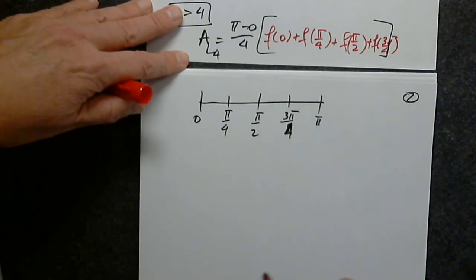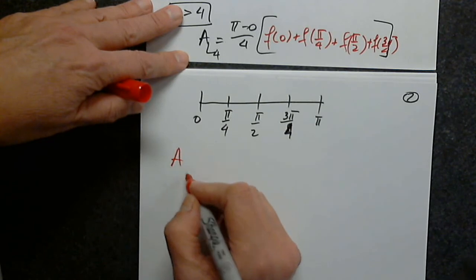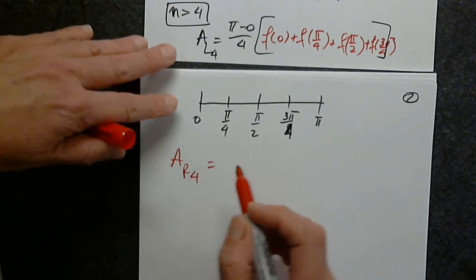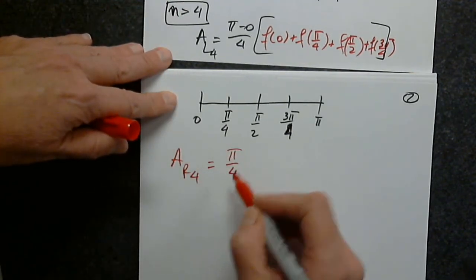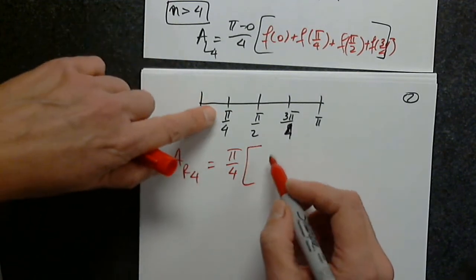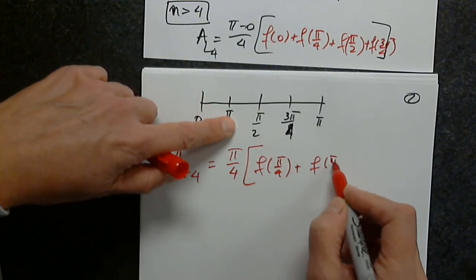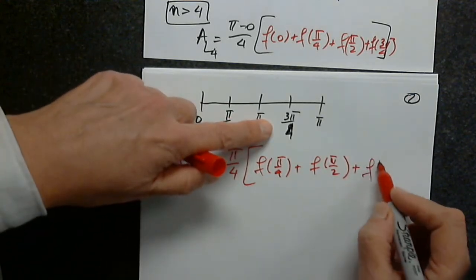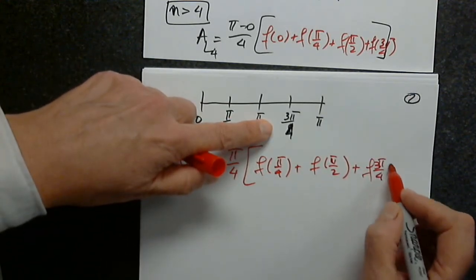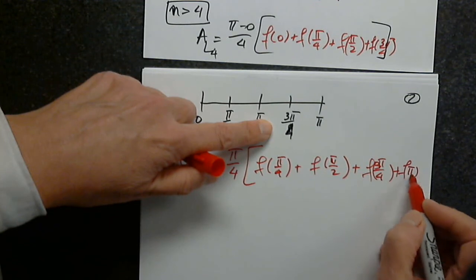For the right, which we'll calculate in a minute. For right 4, I will have pi over 4, or pi minus 0 over 4, but this time I have f of pi over 4 plus f of pi over 2 plus f of 3 pi over 4 plus f of pi.